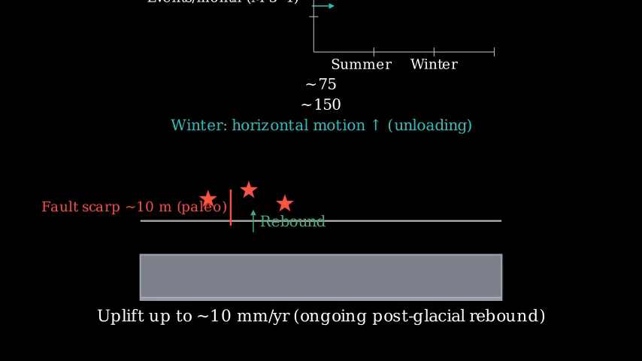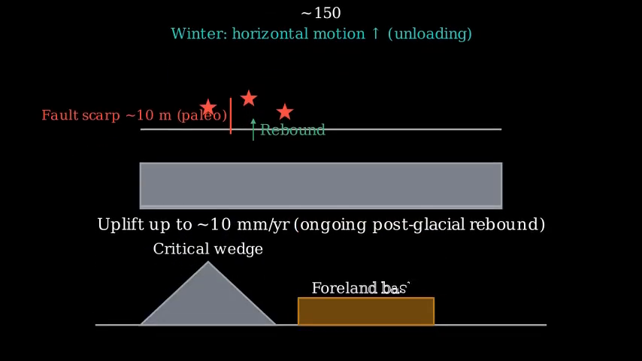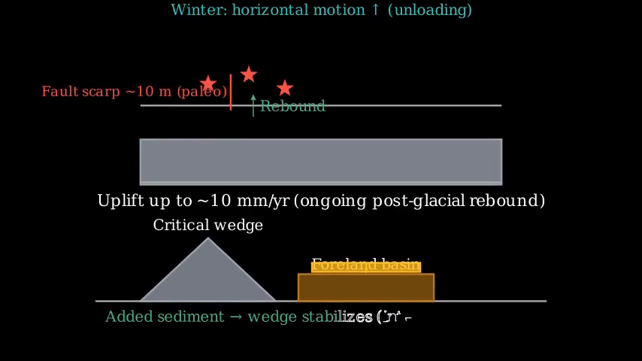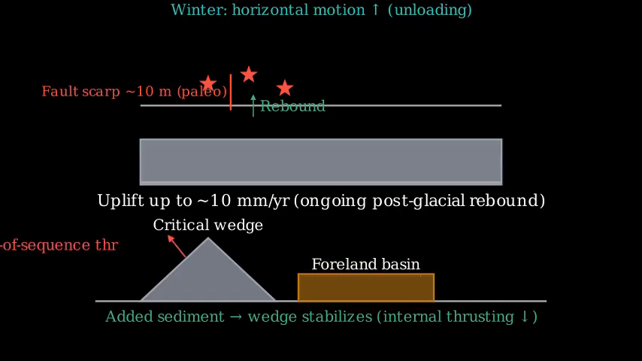Finally, sediment flux. We draw a sandbox wedge, a thrust belt front, and a foreland basin. Adding sediment to the wedge front increases the load and can stabilize the wedge, shutting off internal thrusting. Removing sediment or enhanced erosion reduces the load and can trigger out-of-sequence thrusting inboard. Field systems like the Himalaya show hints that monsoon strength modulates sedimentation and incision, feeding back on fault activity.